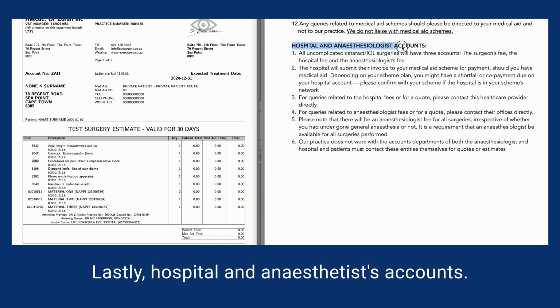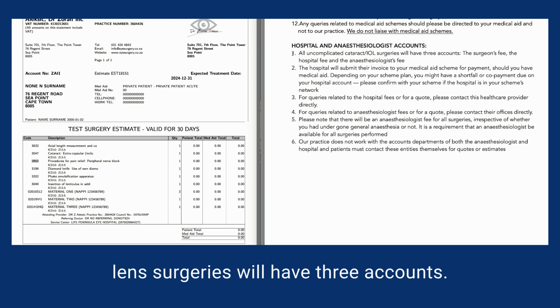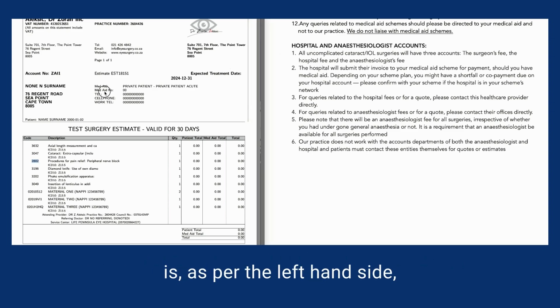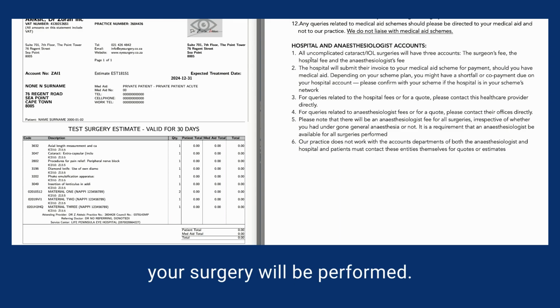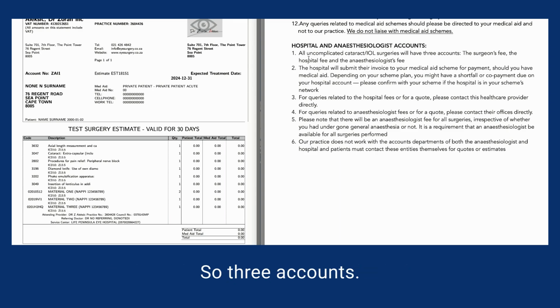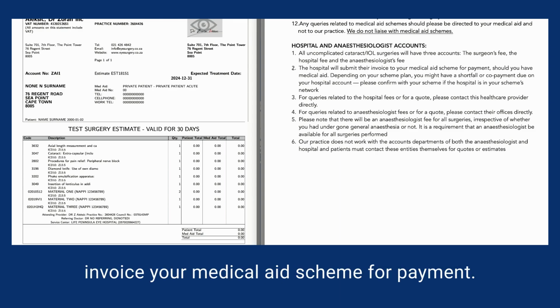Lastly, hospital and anaesthetist accounts. Number 1, all uncomplicated cataract or intraocular lens surgeries will have 3 accounts. That is, number 1, the surgeon's fee, which is, as per the left-hand side, Dr. Zoran Aleksic's fee. Number 2, the hospital fee. This is the hospital where your surgery will be performed. And number 3, the anaesthetist's fee. So 3 accounts. Number 2, the hospital will submit their invoice to your medical aid scheme for payment.